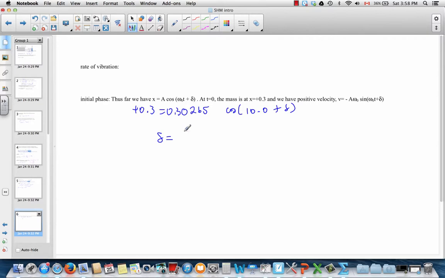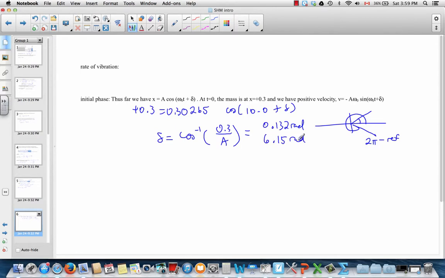Now when you do that, it's the cos inverse of 0.3 over what this amplitude was. And for a reference angle, you get 0.132 rads. But of course, there's two solutions to that equation because cosine is positive here, but it's also positive over here in quadrant 4. And the other solution is 2 pi minus the reference angle. So if you do 2 pi minus this one, you get 6.15 rads. So those are two distinct angles, and we need to know which one.